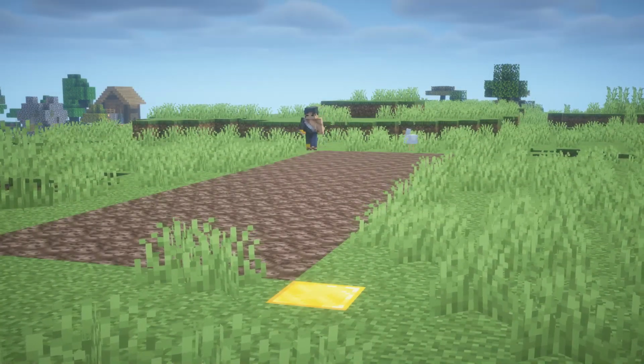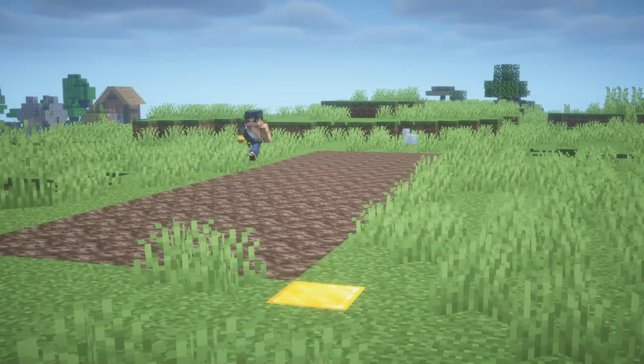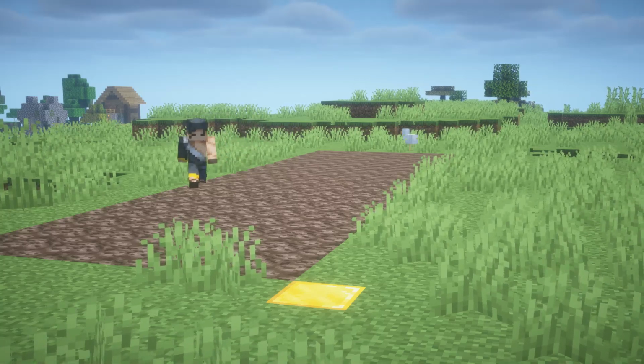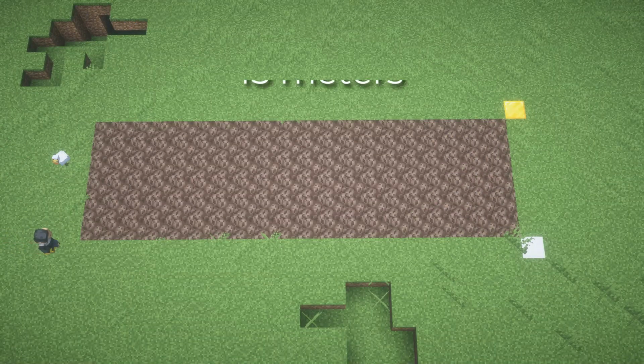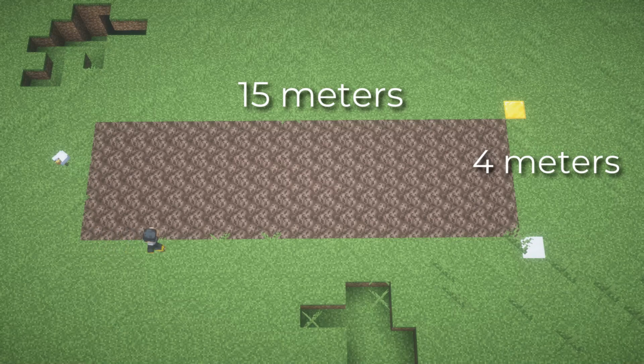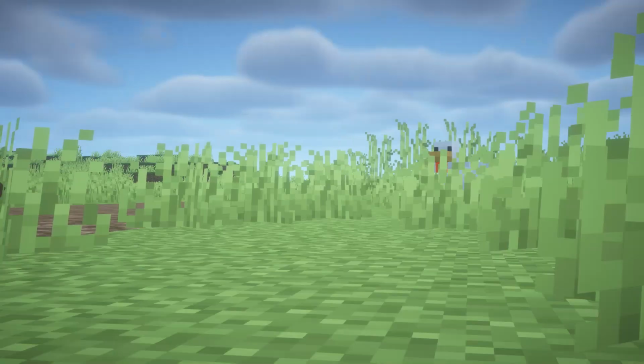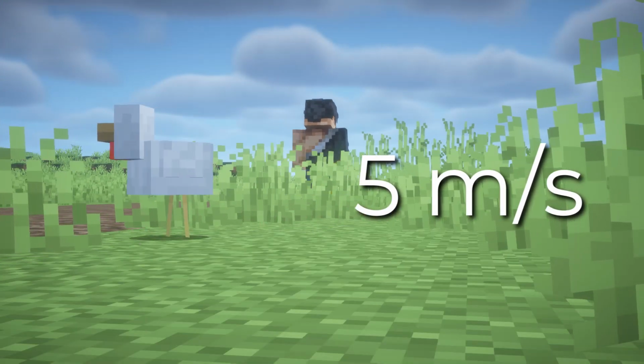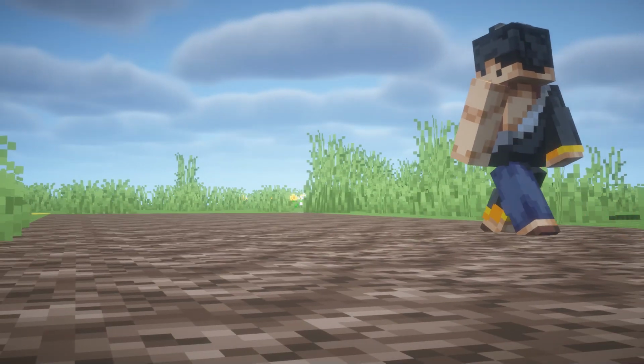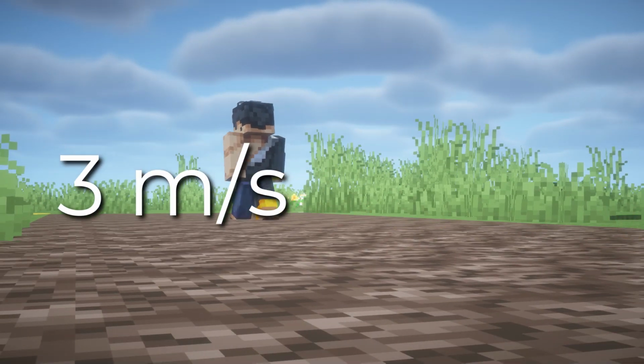Imagine I'm walking in Minecraft and I want to get to a block all the way on the other side of this rectangular soul sand area. The rectangle is 15 meters long and 4 meters wide. I walk at a speed of 5 meters per second on the normal grass, but when I go onto the soul sand, I slow down to a speed of 3 meters per second.